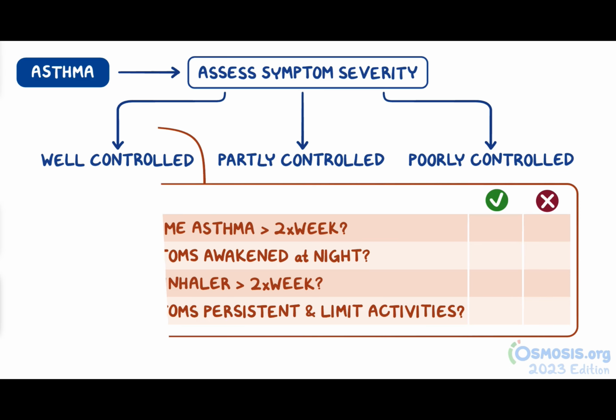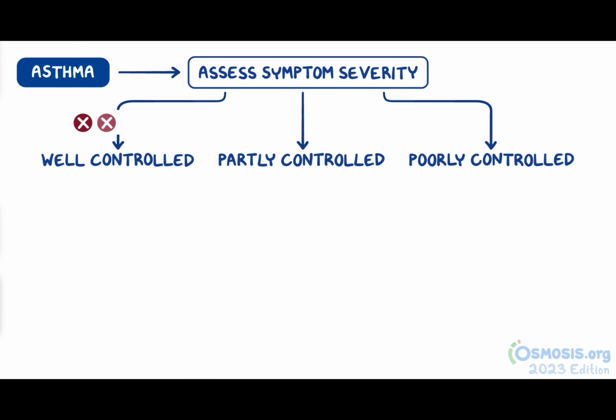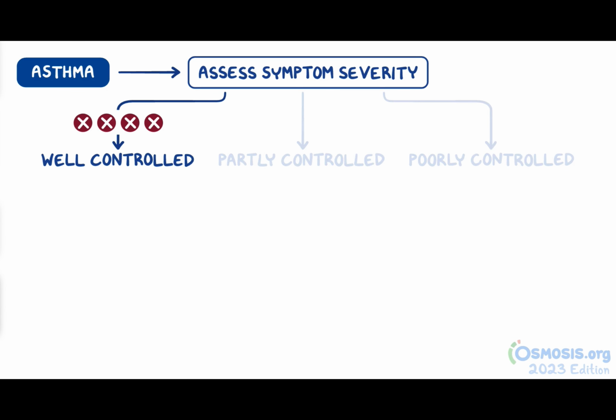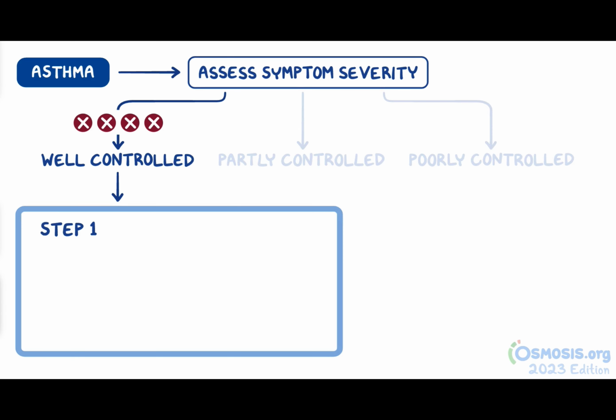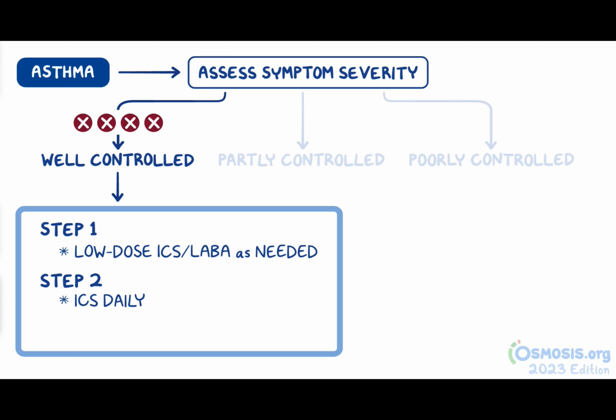To start off, well-controlled asthma is when the answer to all of these questions is no. Patients with well-controlled asthma can be started on Step 1 or Step 2 therapies. Step 1 therapy is a low-dose inhaled corticosteroid, or ICS, and a long-acting beta agonist, or LABA, used in a combination inhaler known as an ICS-LABA as a reliever on an as-needed basis only. Step 2 therapy is an ICS used on a daily basis as a controller medication. No matter which option is chosen, a SABA is also commonly prescribed as a reliever medication.